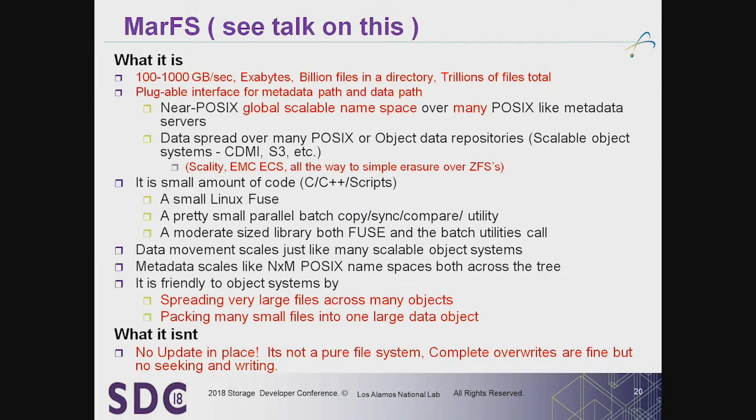Here are some of the requirements that went into it. We're basically talking a few hundred gigabytes a second to a few terabytes a second. Billions of files in the same directory, trillions of files total. This, of course, was 3 or 4 years ago. These numbers have gone up. Near POSIX, not total POSIX.